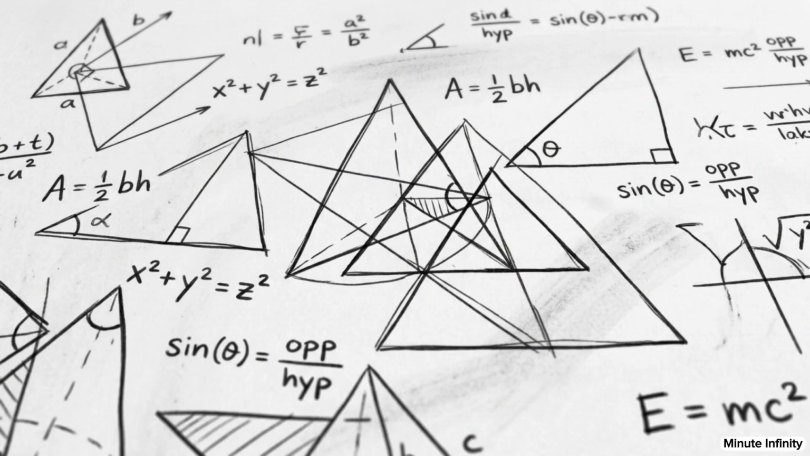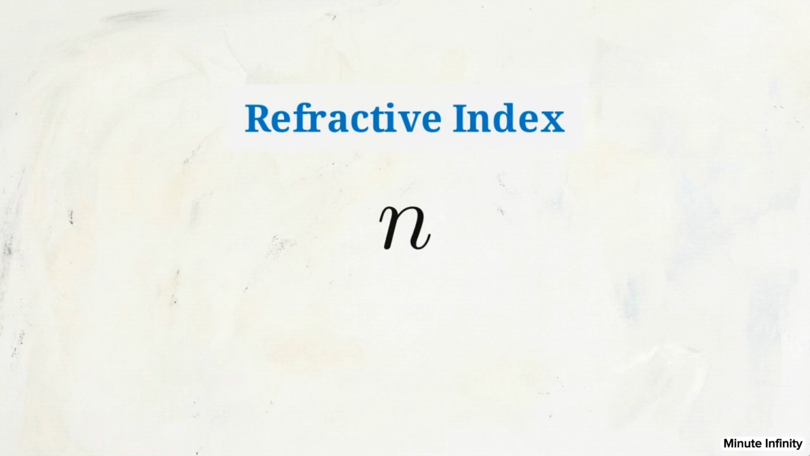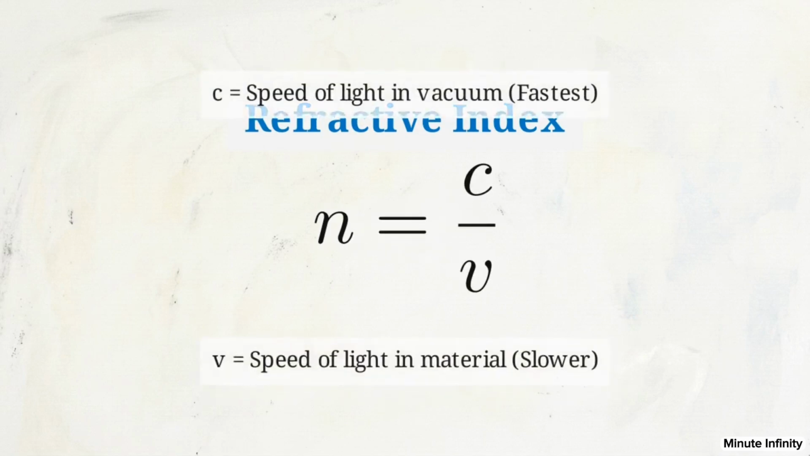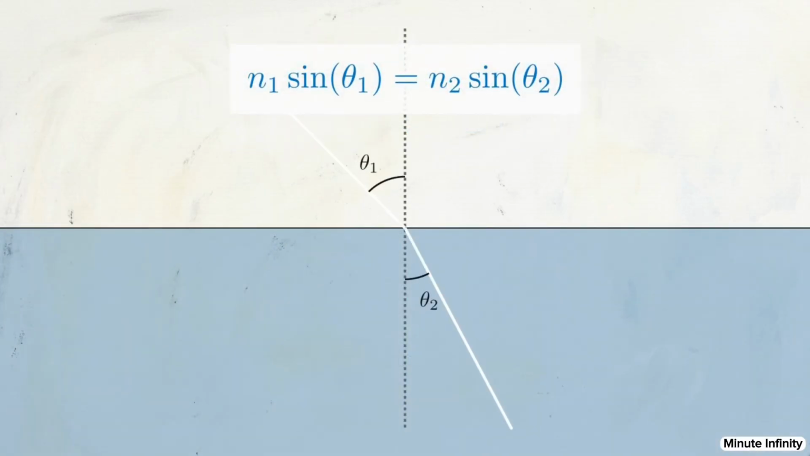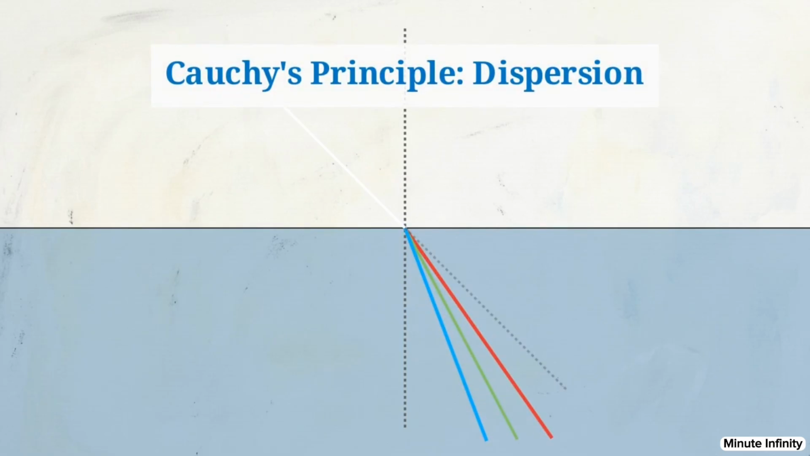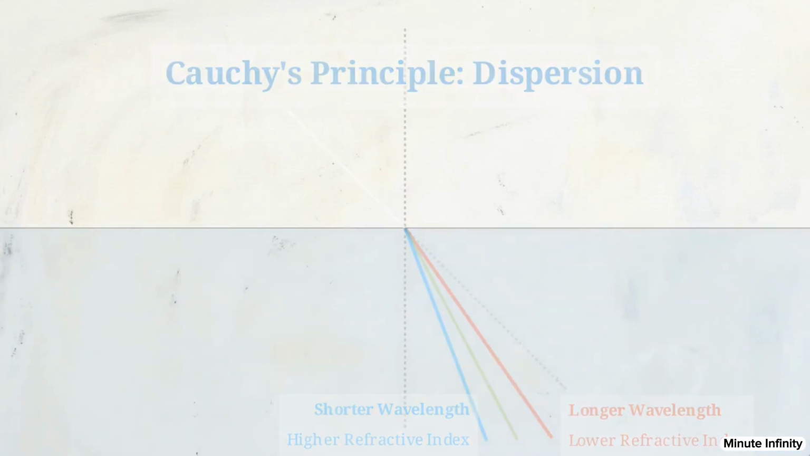To understand exactly how it operates, we need a precise mathematical framework. That framework begins with the refractive index, represented by the variable n. This is a simple ratio. It compares the baseline speed of light in a vacuum to its slower speed inside a specific material. This illustrates Snell's law, the empirical equation predicting the exact angle light bends when crossing media boundaries. Under Cauchy's principle, shorter blue wavelengths have a higher refractive index than red. Moving slower, they bend sharper.